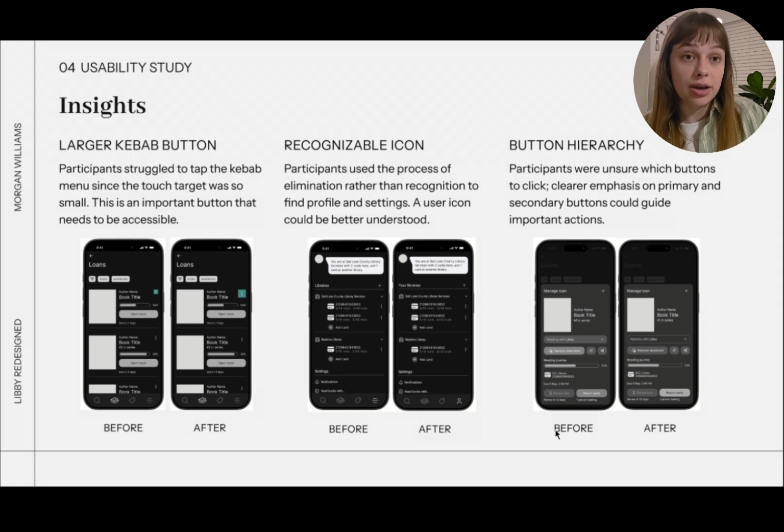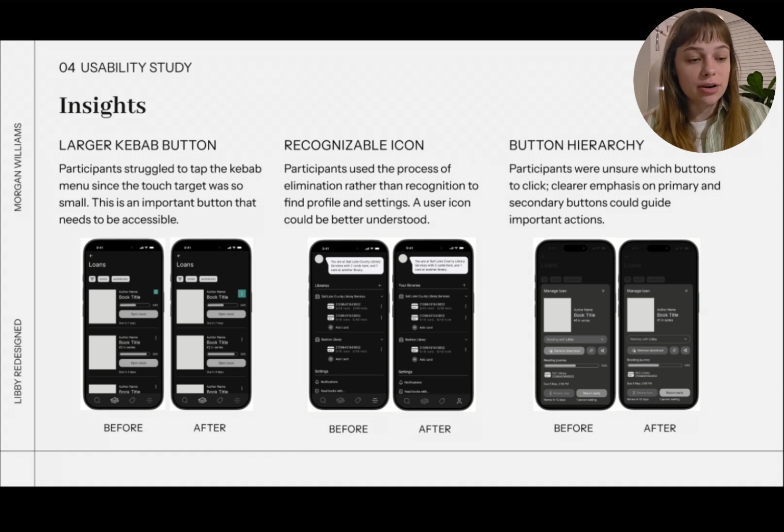One thing I learned was that my kebab menu button is way too small and participants were struggling to tap it, so I ended up enlarging that to the minimum touch requirements so people can easily access the important information under that menu. I also changed the settings or profile page icon to a user rather than the 3 lines, so that when people are looking for something, they don't have to filter through the navigation tabs and check on each page. They can easily recognize the icon and tap it.